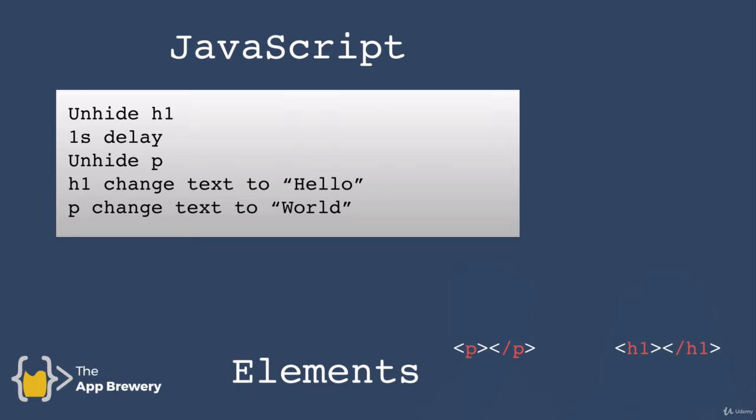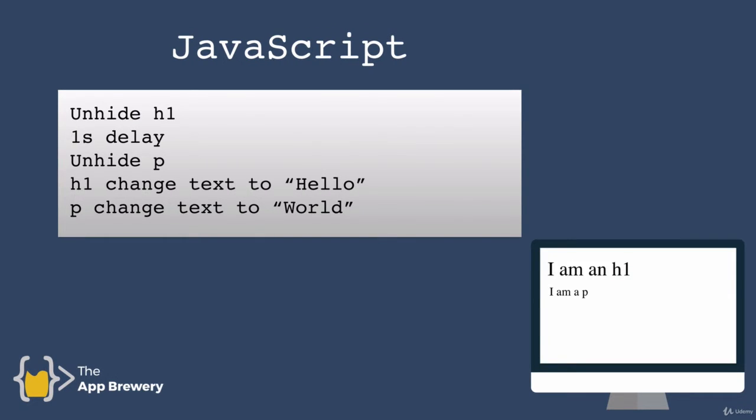First, unhide H1, then after a 1 second delay, unhide the paragraph tag. Then the H1 should change its text to the word hello, and the paragraph tag should change its text to the word world. So let's give that a go. There we go. So in this case, we're using our JavaScript to tell our elements what they should do. And this is how scripting languages work.